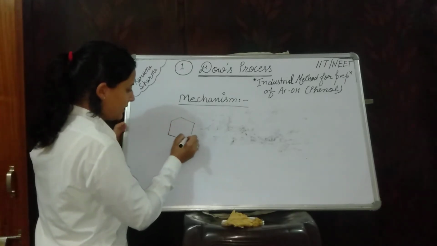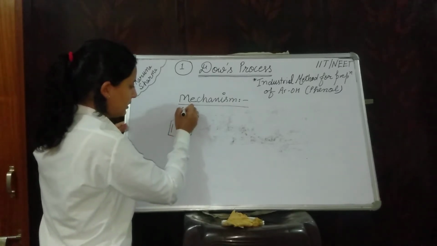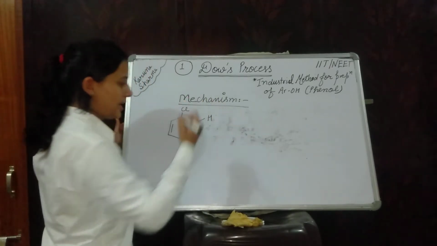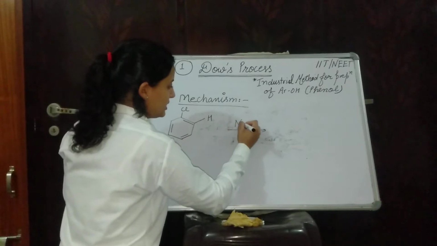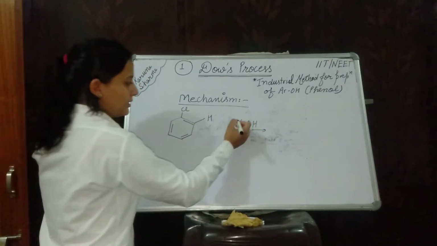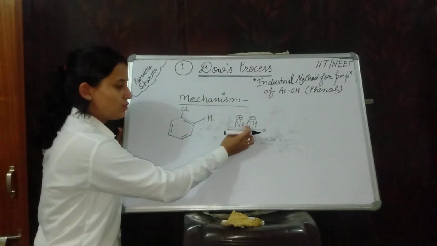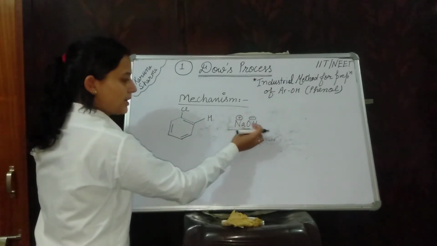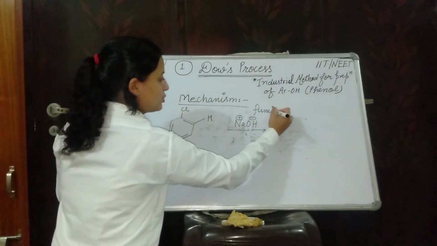First I am taking our reactant molecule, that is chlorobenzene. Here I can represent this hydrogen atom in presence of sodium hydroxide, or you can take basic medium. This is Na positive and this is OH negative. That means hydroxide ion will be generated from this mixture. This is aqueous NaOH. You can say this is a fuming sodium hydroxide.